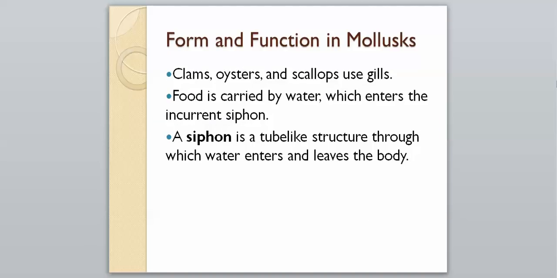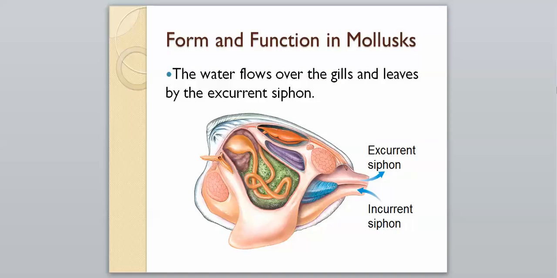And clams and oysters and scallops all use gills, and so their food is carried by water, which will enter through what's known as an incurrent siphon. Incurrent just means that it flows in, so they have two parts of the siphon. It's a tube-like structure through which water enters and leaves the body. So the siphon is a big characteristic of this group as well. Then the water will flow over the gills, and it leaves by the excurrent siphon.